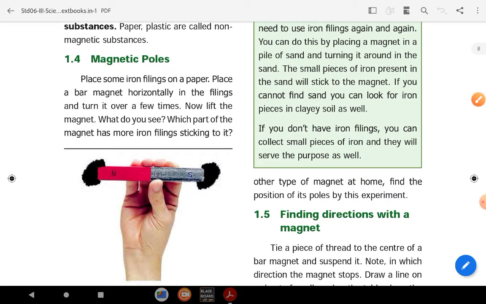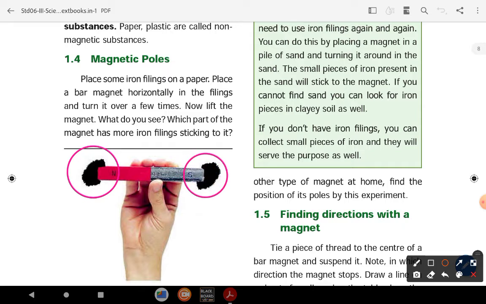So what you're supposed to do, children? What is magnetic poles? What are poles? Every magnet has got two poles. Can you see this, children? See here, the magnet, here's one pole, another pole. What is the two poles?